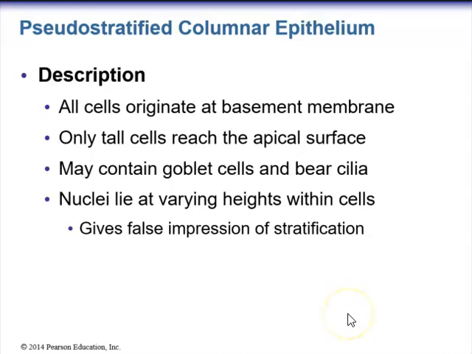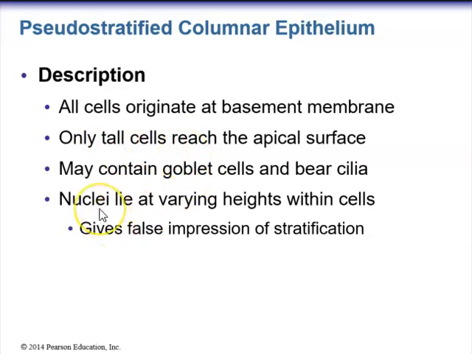Again, pseudo means fake. So this type of epithelium gives the appearance of stratification, or many layers. However, because pseudo means fake, it's actually only one layer of epithelium. Within pseudostratified columnar epithelium, the shape of these cells is columnar, meaning they're tall cells. All the cells originate at the basement membrane, but only the taller cells can reach the apical surface. They may contain goblet cells and bear cilia.